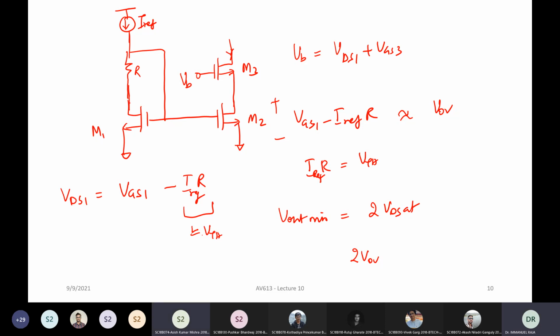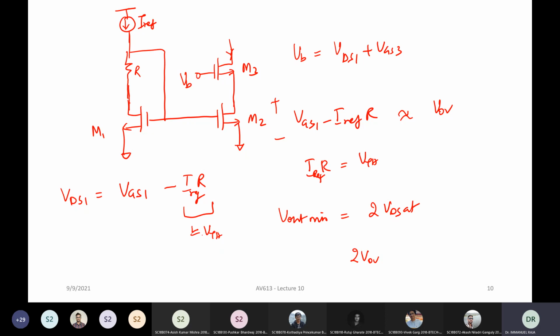Sir, won't temperature variation in R, like increase in resistance sometimes, make transistor number 1 go below, into the triode region also, because it is VGS minus VTH almost? Correct. So again, in practice, the point that you made is very true.